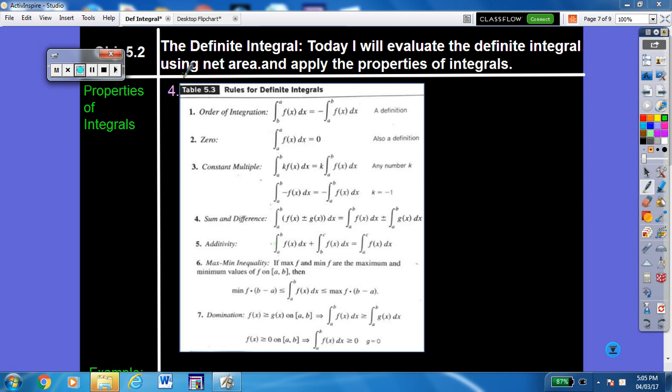Okay, so the purpose of this video is going to be to expand on the introduction of properties of integrals that we did on Friday. And we're just going to take a moment to go through every single one by one and make sure you understand what they mean. We're going to start with order of integration, and I kind of set them up on the second page here.